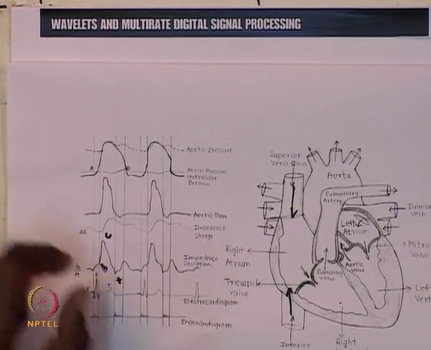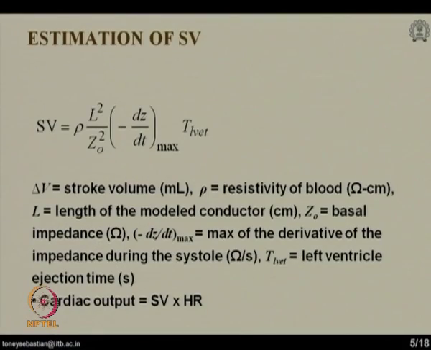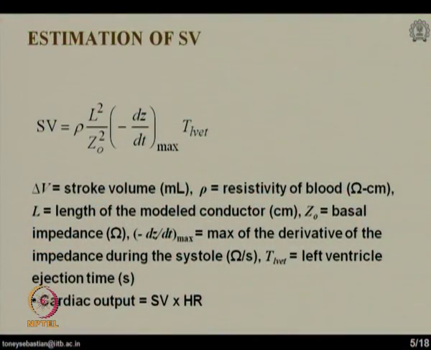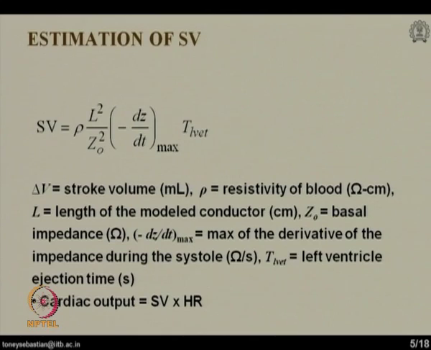Now coming back to the slides for finding out how to estimate the stroke volume. For estimating the stroke volume, we have a special formula developed by Kubicek et al. That formula is stroke volume. Here in the slide you can see stroke volume is equal to rho into L square divided by Z naught square into negative of dz by dt max into TLVET. Now let us spend a minute in understanding this formula.